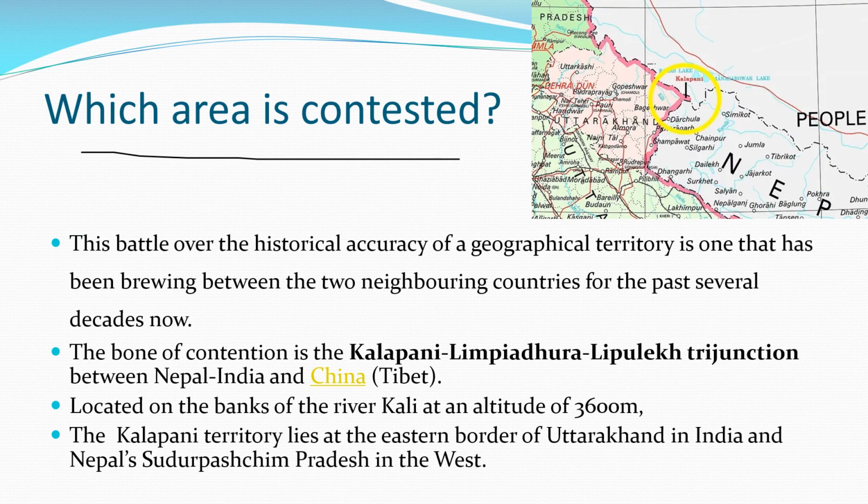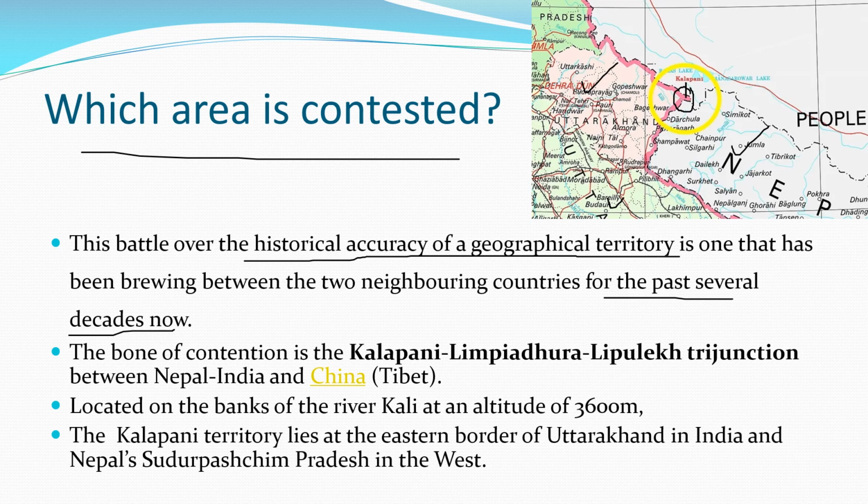Now we will see which is the particular area which is contested. First of all, if you see in this map, this is Nepal and this is Uttarakhand area and this is Uttar Pradesh. So this is a screenshot of the border between India and Nepal. This is particularly the border and this is the area which is known as Kalapani. This is the contested area which I have just earmarked here. The battle is over the historical accuracy of the geographical territory, and it has been brewing between these two countries for the past several decades. So it is not just a new dispute, it has been there for the past several decades.